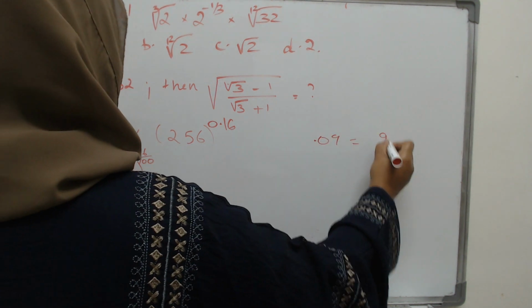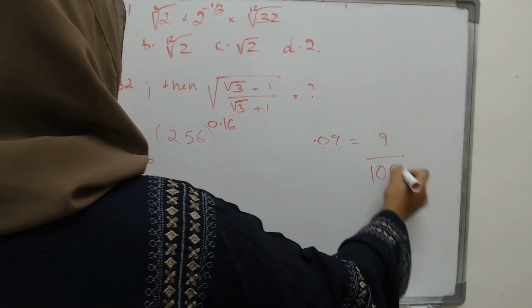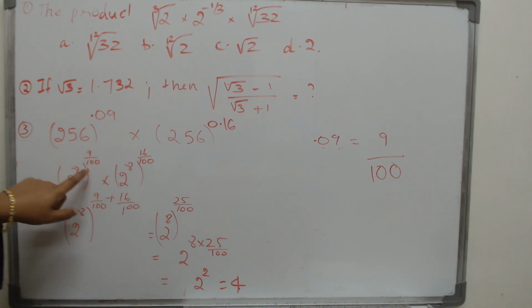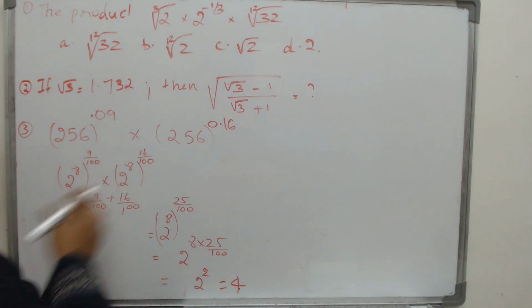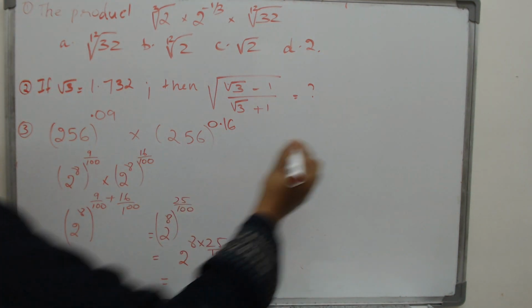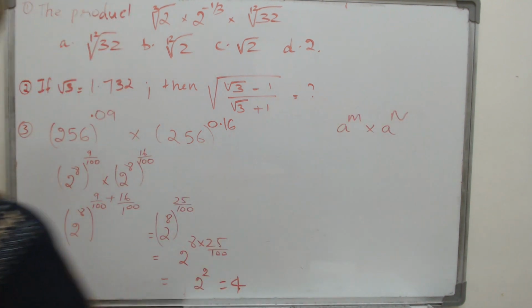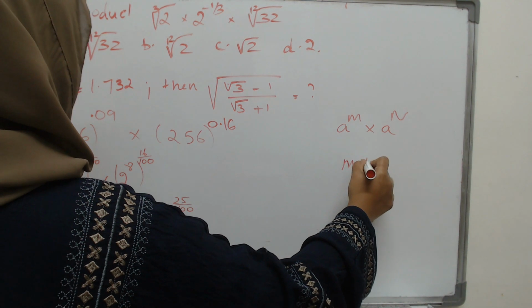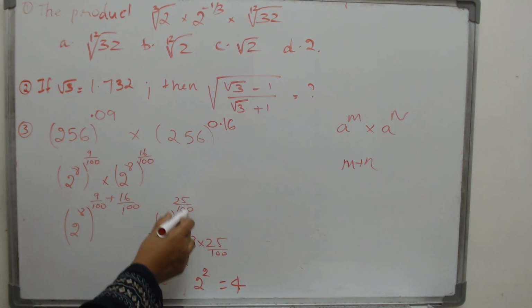And 0.09. What is that? 9 by how many decimal points you see here? 2 decimal points. So instead of 0.09, write 9 by 100. Instead of 0.16, write 16 by 100. Again you have it in what form? A raised to m into a raised to n. So what do you have? You can add both of the exponents. When you add 9 by 100 plus 16 by 100, you get what?